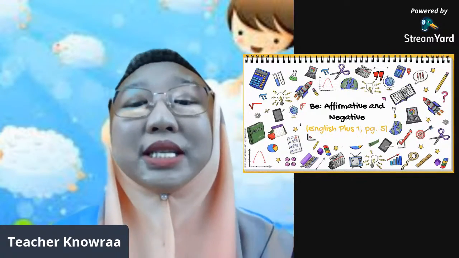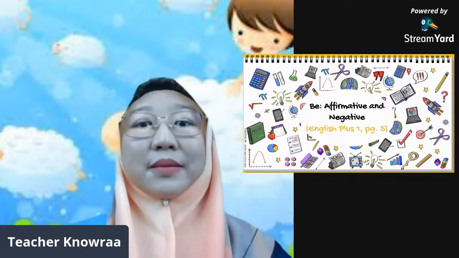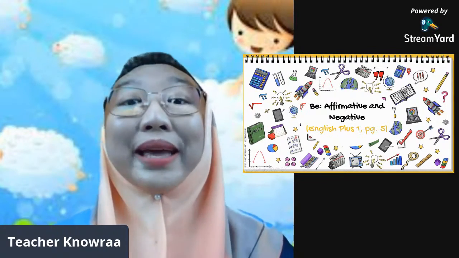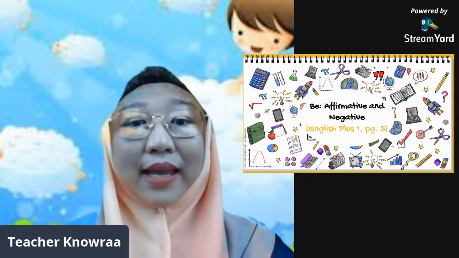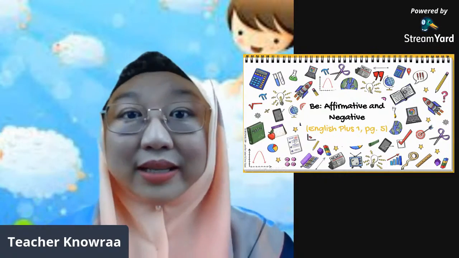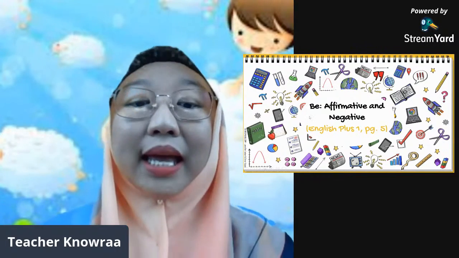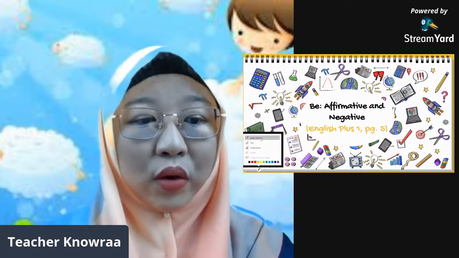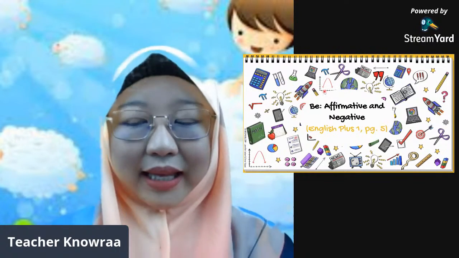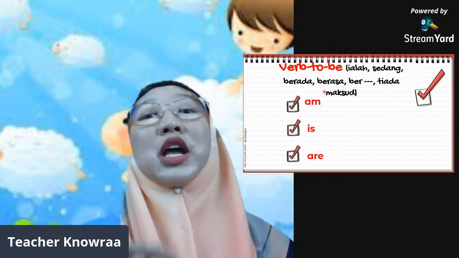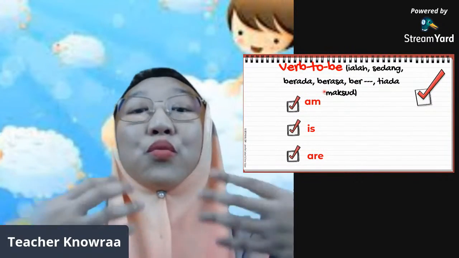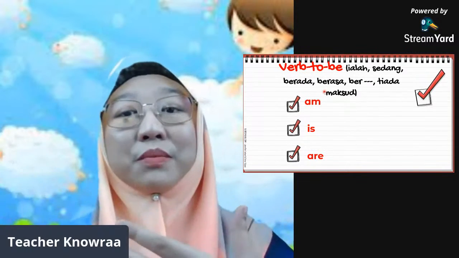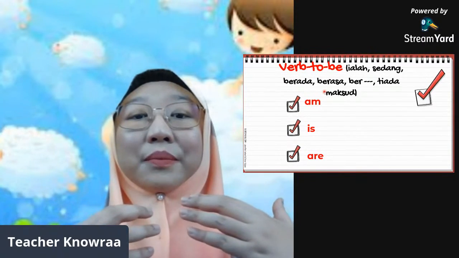Be, affirmative and negative. You can see these words in your English Plus 1, page 5. Let's say the words again. Be, affirmative, and negative. What is be? Before I explain more, I think maybe you already know this, but I will just repeat it again.